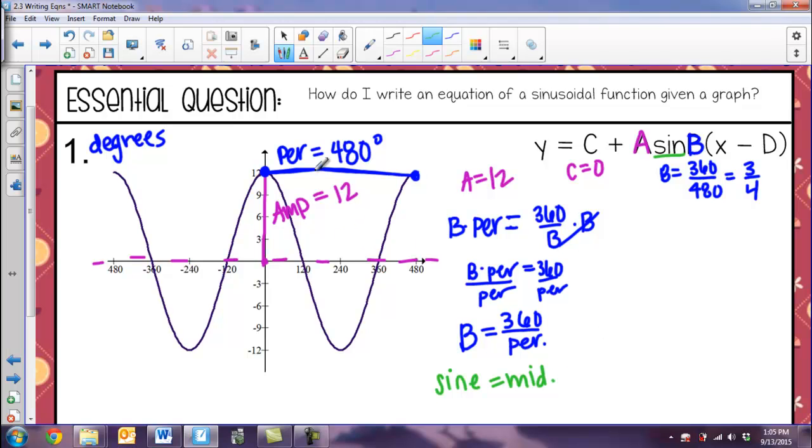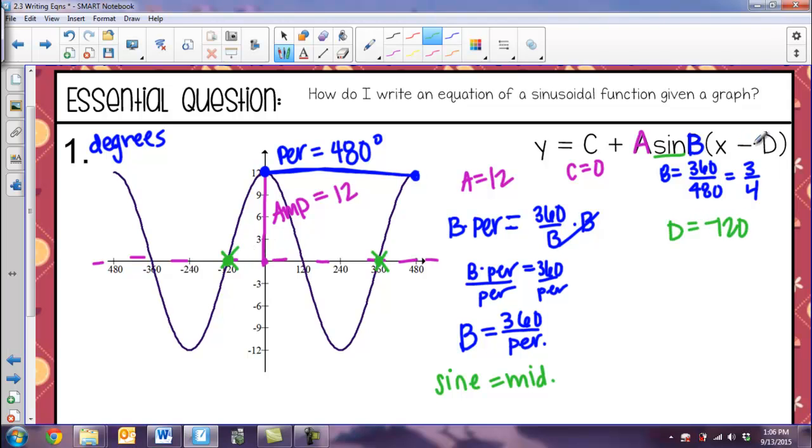So when I'm going to find a midpoint on here. So here's a midpoint. And remember, sine goes up when it starts. So this is a midpoint that would start my sine. Here's another midpoint that starts my sine. So I'm just going to go ahead and use that first point. Since I know that I have a midpoint that starts right there, my D value would be negative 120 degrees.